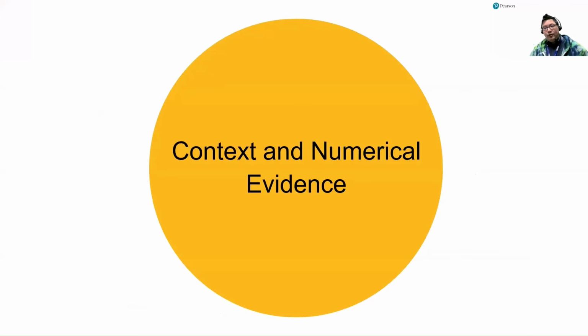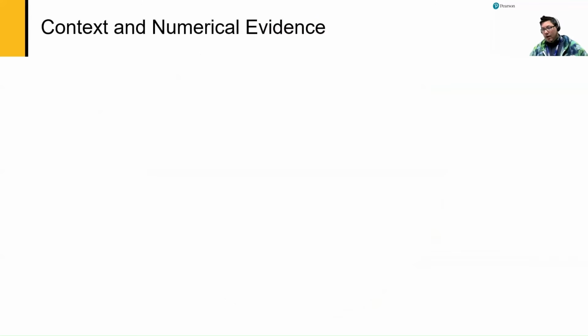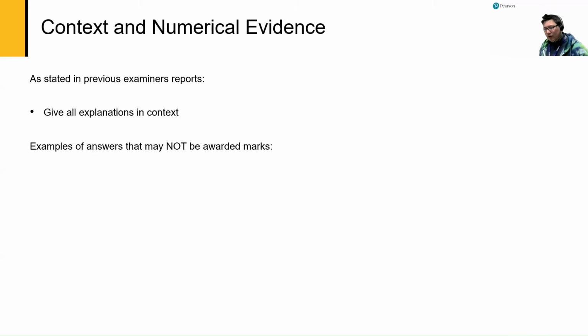Okay, context and numerical evidence. This is a big one. Okay, students don't seem to like doing this, but it's so important. So in previous examiners' reports, it does say that all explanations must be given in context. I'm going to give you some examples of answers that are correct, but wouldn't be awarded marks.